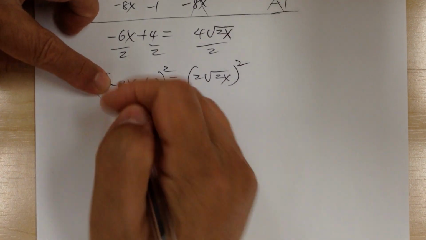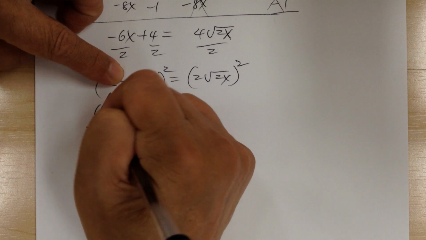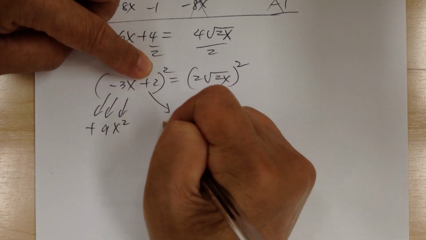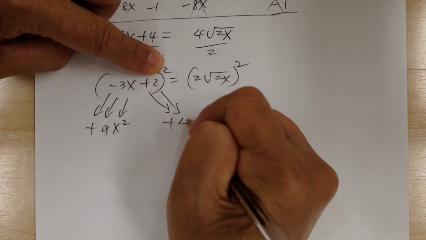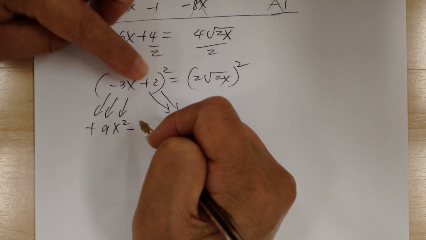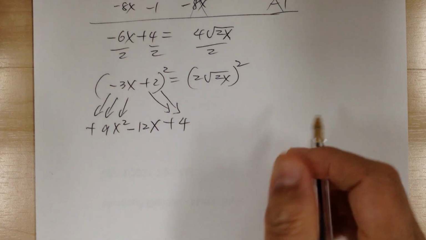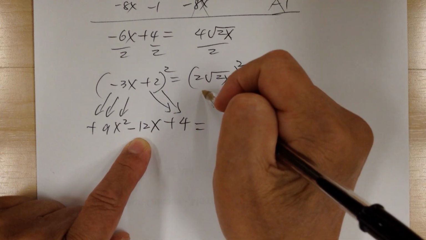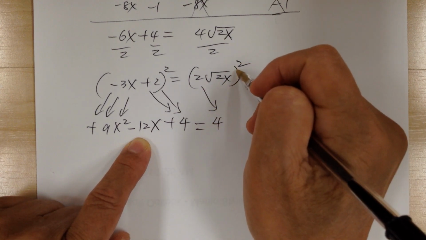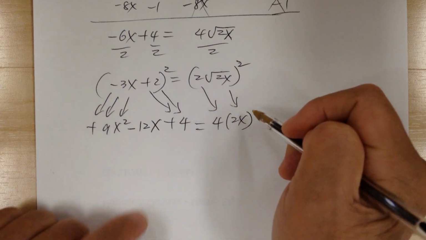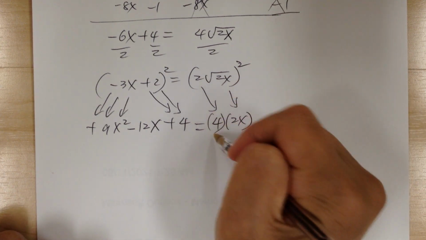Okay, so square this, you get plus. Square this, you get 9. Square this, you get x squared. Square this, you get plus. Square this, you get 4. The middle will be minus 2 times 2 is 4, times 3 is 12x. Okay, so again, remember your middle term. And this will equal to, you square that, you get 4. And this one, the square cancels out, will become 2x. Okay, again, use a lot of parentheses.